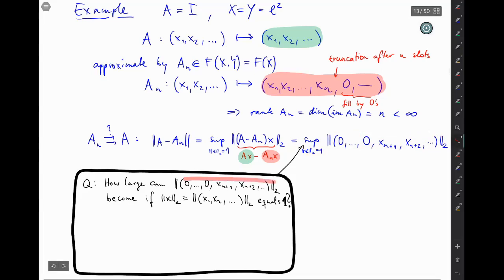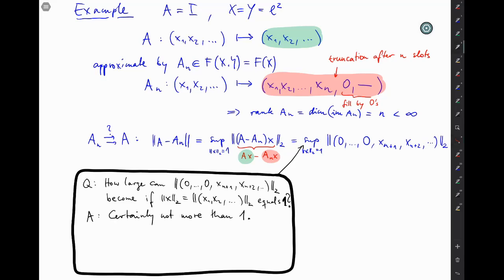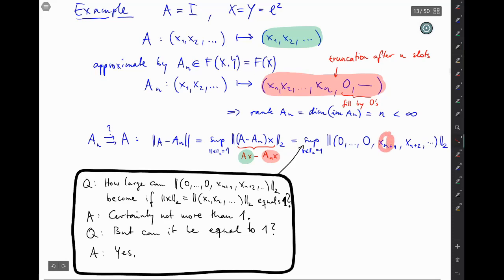Okay, and then of course, because this vector here is essentially part of that vector, only with the first n components deleted and replaced by 0, the answer cannot be more than 1. But maybe can it be equal to 1? And the answer is yes. Just take the infinite vector x that has a 1 at this n plus first position and everything else equal to 0. Then that expression here would give you 1, but of course at the same time that expression would give you 1.